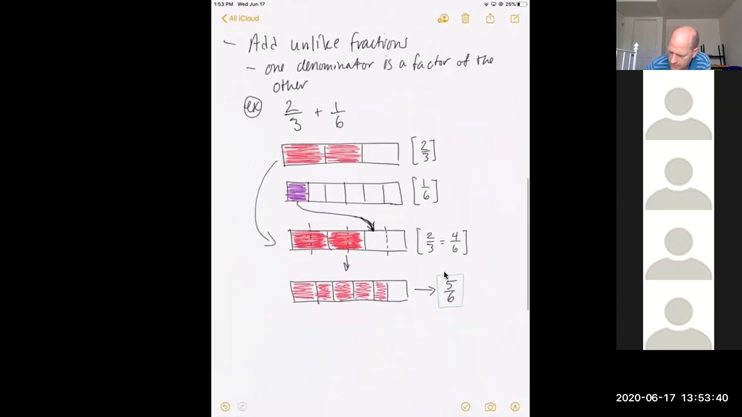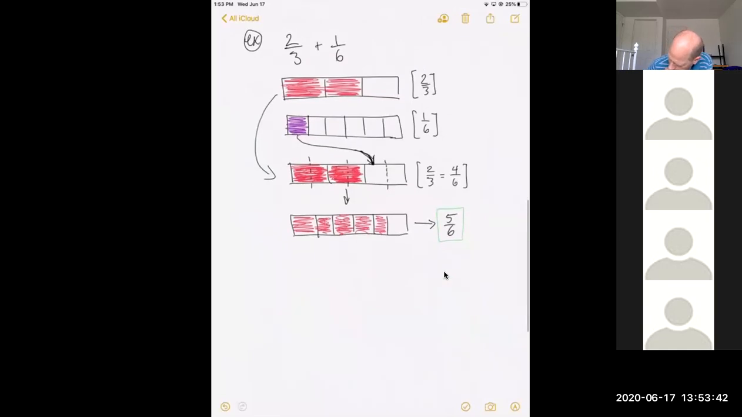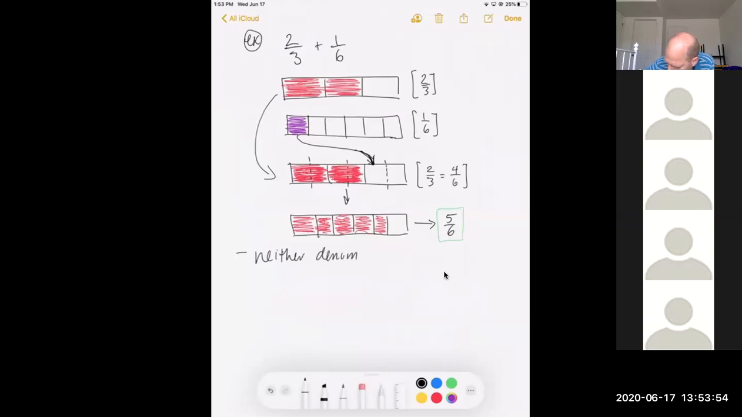When one denominator is a factor of the other, what happens if they're not like that? Neither denominator is a factor. Okay. You have to find the common denominator. Right. What does that mean to find the common denominator? What am I doing?